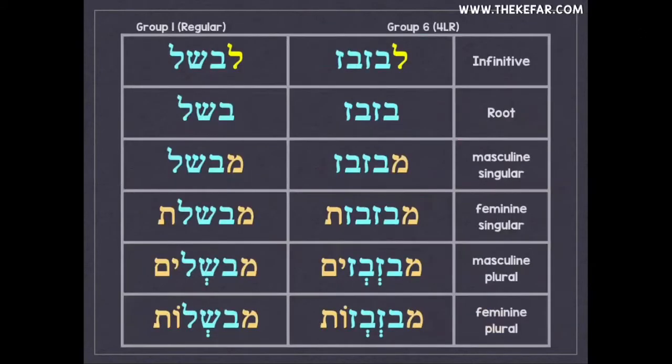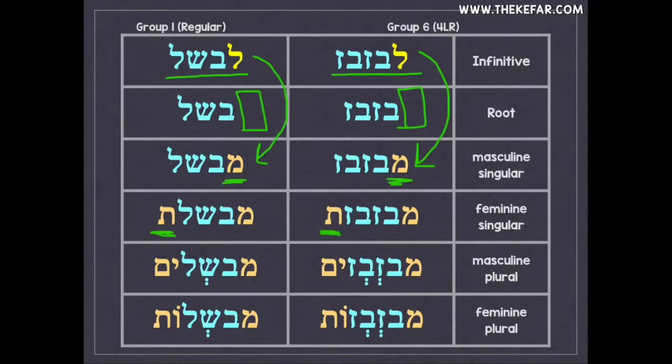I want to show you, because I have been saying that it's very similar to the regular conjugation patterns. So we have levashel, which is to cook, and levazbez, which is to waste. The process of finding the root is exactly the same. We get rid of that initial lamed, and we get bishel and bizbez. Now, the process of conjugating it to masculine singular is also exactly the same. We go from levashel to mevashel, and levazbez to mevazbez. And then for feminine singular, we go from mevashel to mevashelet, and then mevazbez to mevazbezet.